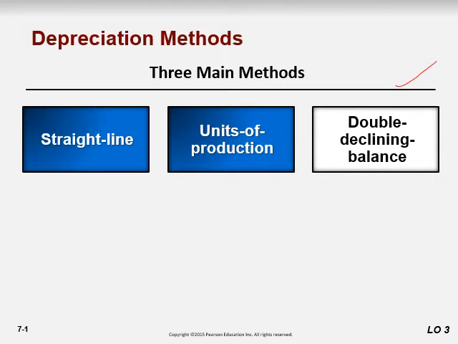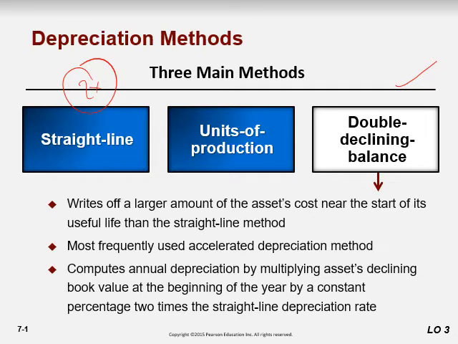Double declining method, which is you multiply straight line with 2. It is 2 times the straight line method. So double declining method writes off a larger amount of the asset near the start of its useful life. Most frequently used accelerated depreciation method. And why is that? We're gonna tell you in our coming slides.